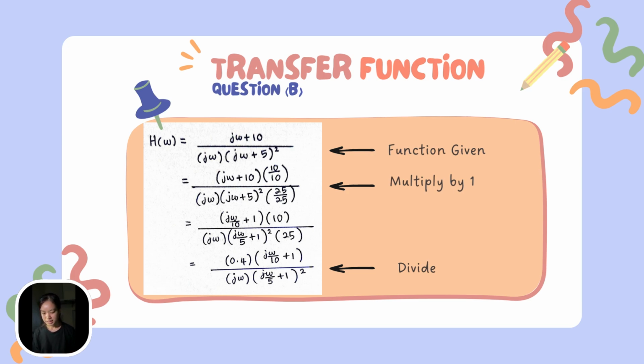From this given function, we don't want to change the function, so we can just multiply the function by 1. The 10 over 10 and 25 over 25 is basically a 1, so it doesn't change the form at all. So you just multiply by 1 and then at the end of the calculation you just need to divide the top and the bottom so you can get the final answer.